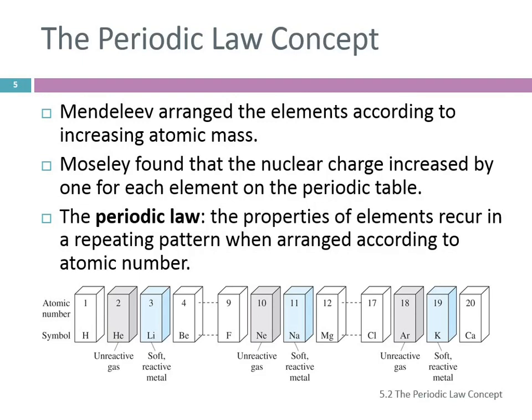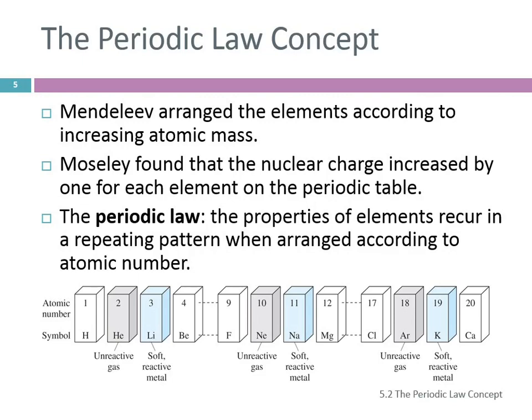So the periodic law concept is an important one. I'm not going to test you on names and dates, but I'm going to test you on ideas, and this is one of them, the periodic law. Mendeleev arranged them by increasing atomic mass, but a scientist later named Moseley found that it was actually the nuclear charge that was important. The atomic number was more important.